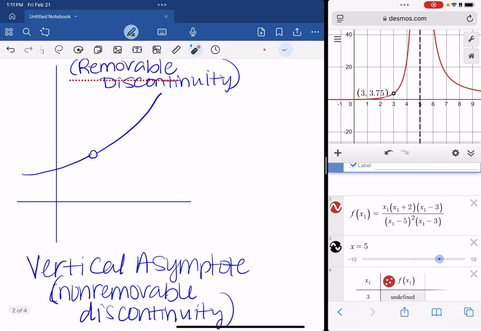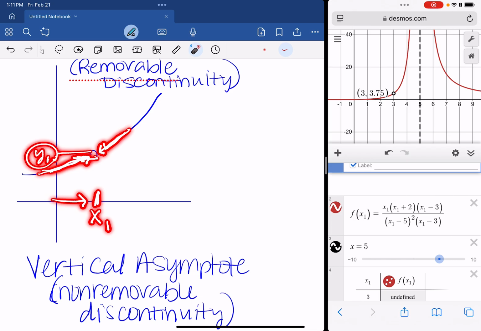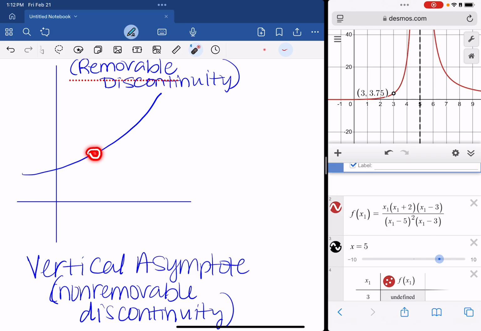Whereas if I'm at the hole, I'm going to approach and head towards a particular y value. So let's just say this is y1. From the left of the input value, I'm headed towards this y value, and from the right of the input value, I'm getting closer and closer to a single number. So this is different from the way that we would analyze number patterns, because it's going to head towards a single y value.